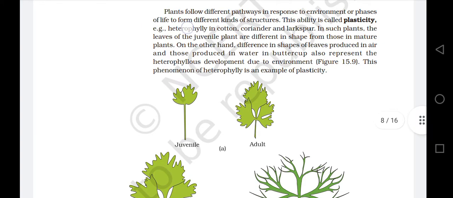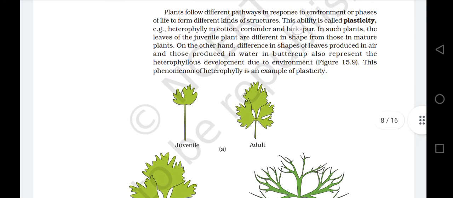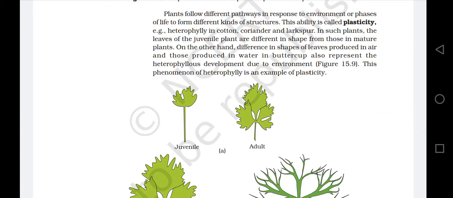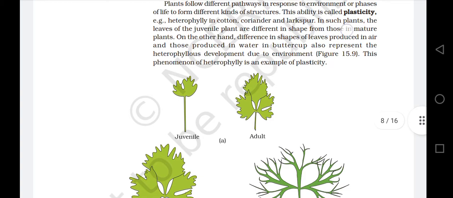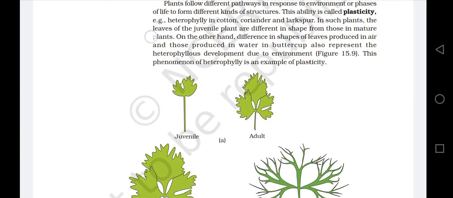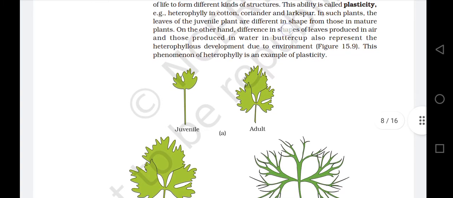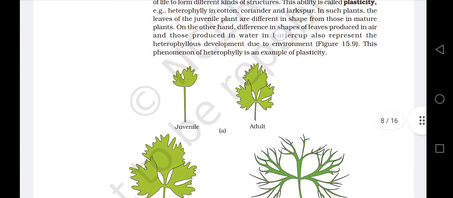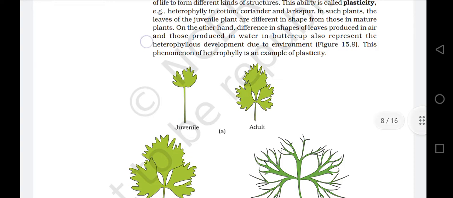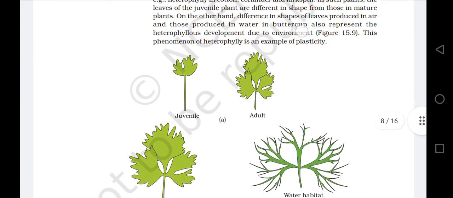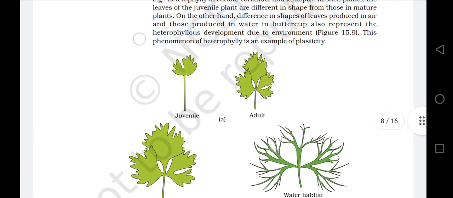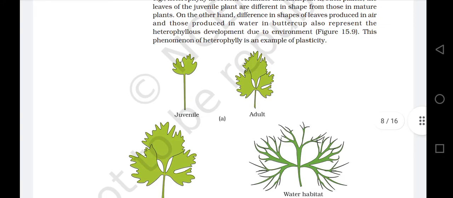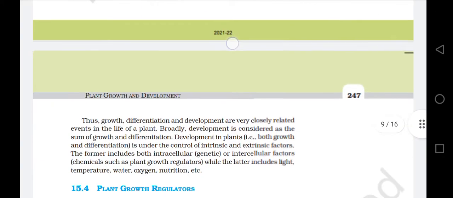Example, heterophylly in cotton, coriander, and larkspur. In such plants, the leaves of the juvenile plant are different in shape from those in mature plants. On the other hand, the difference in shapes of leaves produced in air and those produced in water in buttercup also represent the heterophyllous development due to environment. Figure 15.9. This phenomenon of heterophylly is an example of plasticity.